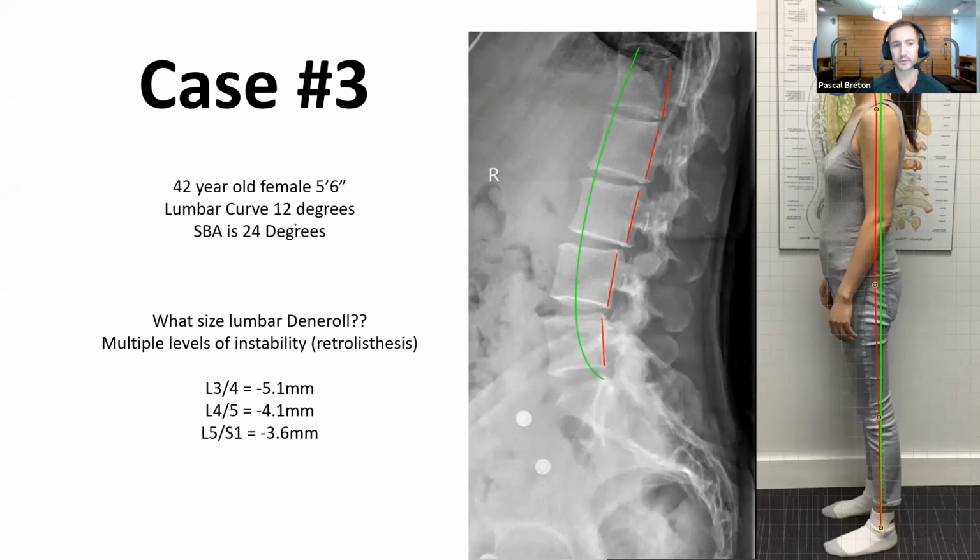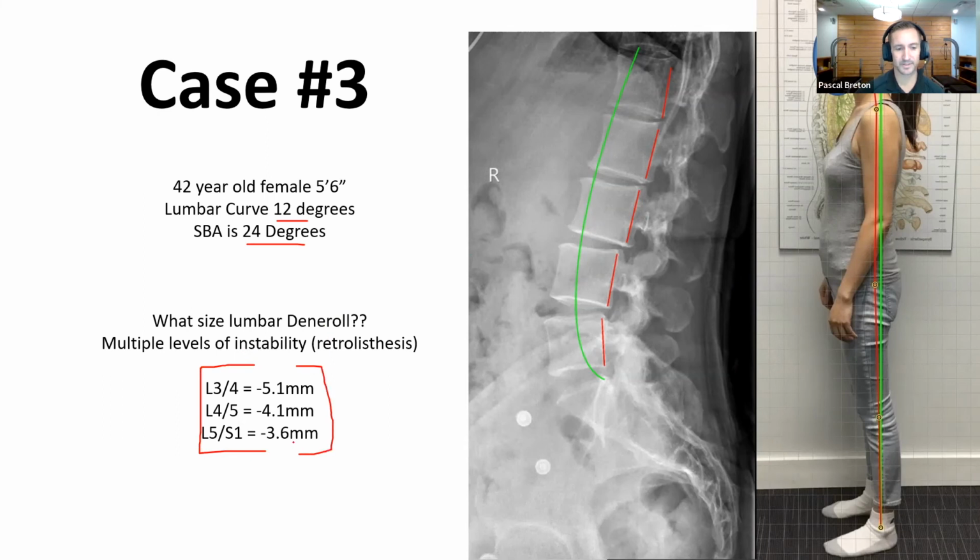She has a 12-degree lumbar curve. So is that reduced from normal? Yes. Sacral base angle, 24 degrees, reduced from normal? Yes. And again, my red line on x-ray is behind my green line, so there's some posterior shift. So I have all 3 indicators to use a lumbar Denneroll. But there is one little thing about this x-ray that I hope a lot of you caught, and I've written them down right here. There are some pretty heavy levels of instability in her spine.